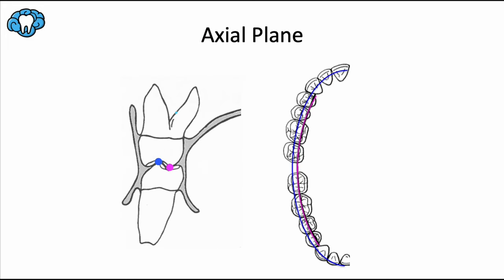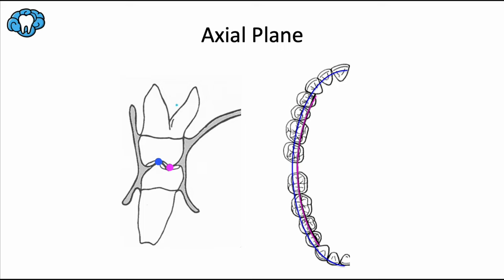So on the left in this slide is the same coronal plane image we were just looking at, but this time I highlighted in blue and magenta the two functioning cusp contacts. Over on the right-hand side is now the axial plane image. So this is a horizontal view looking at an upper quadrant of teeth and a lower quadrant of teeth. The reason why I'm showing these two images together is to show you the connection of these blue and magenta curves with these blue and magenta dots.